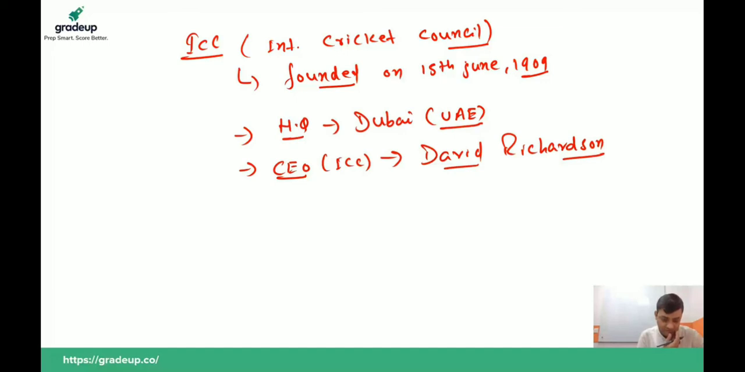And remember one thing. Previously, the president or the chairman used to be the head of the ICC, but now the post of president and chairman has been dissolved. And instead of the president, the new nomenclature is CEO. So the present CEO of the ICC is David Richardson. Don't forget his name. Next important organization is which one?